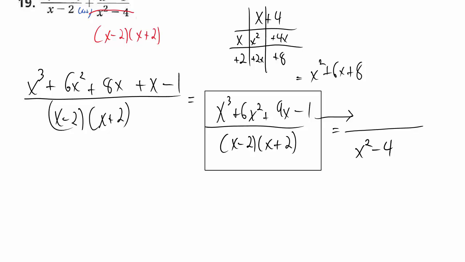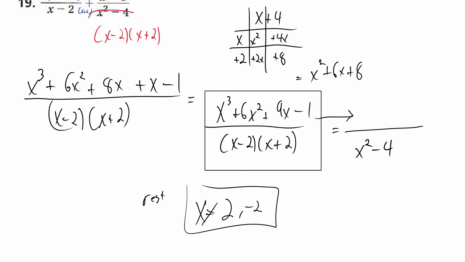For the restrictions, we know that we can't divide by 0, so x cannot be 2, and x cannot be negative 2. So those are your restrictions.